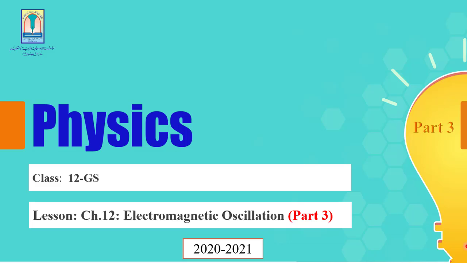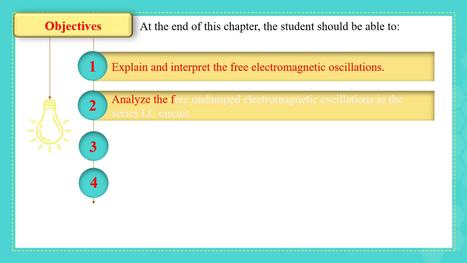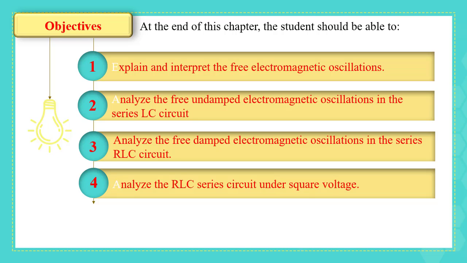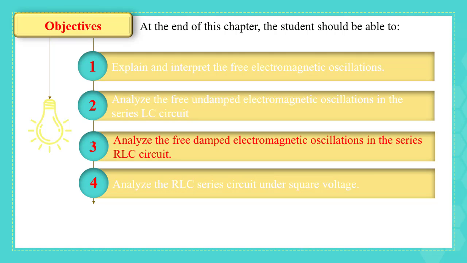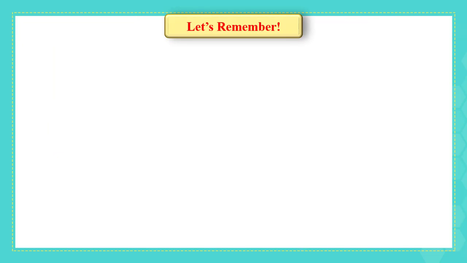This is the third part of chapter 12, electromagnetic oscillations. At the end of this chapter, we're going to analyze the free damped electromagnetic oscillations in the series RLC circuit. Before we start, let's remember the main ideas that we took in the last video.